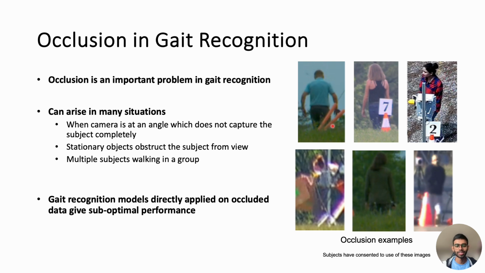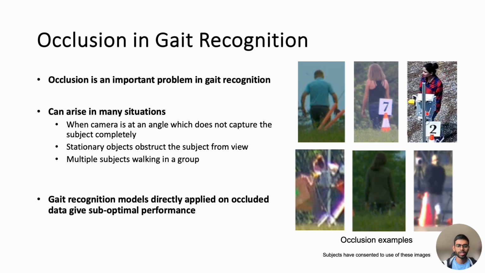I think it's easy to see from these examples. Occlusion can arise pretty naturally in all of these scenarios. Maybe the camera is at an angle which does not capture the subject completely, or maybe there are some stationary objects like these traffic cones or these pillars which obstruct the subject from view even temporarily, or maybe there are multiple people walking in a group and they are occluding each other from the camera view.